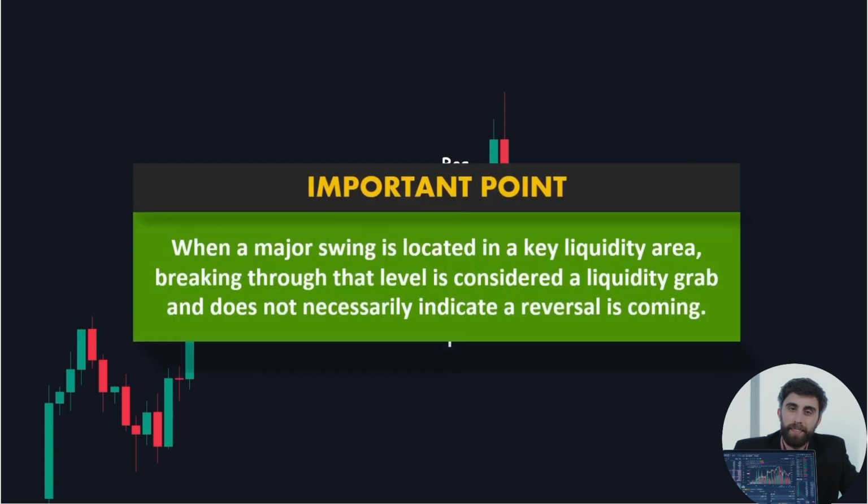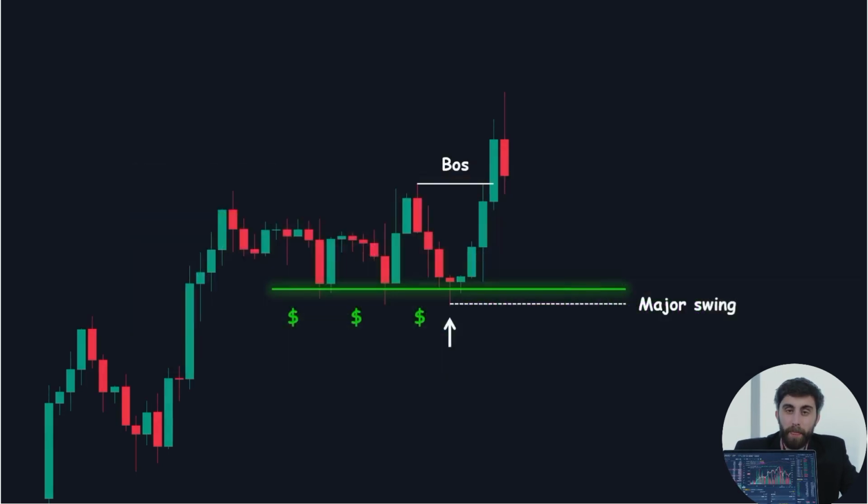When a major swing is located in a key liquidity area, breaking through that level is considered a liquidity grab and does not necessarily indicate a reversal is coming. Keep in mind that in this scenario, we cannot identify this break as a valid change in character. If the price returns inside the range, it provides a great opportunity to enter a long position. The overall direction is still bullish. The smart money has engaged the sell-side liquidity, and the next target would be the buy-side liquidity. As smart money traders, we aim to enter a position after the stop losses have been hunted. The liquidity sweep was the first concept on this subject.